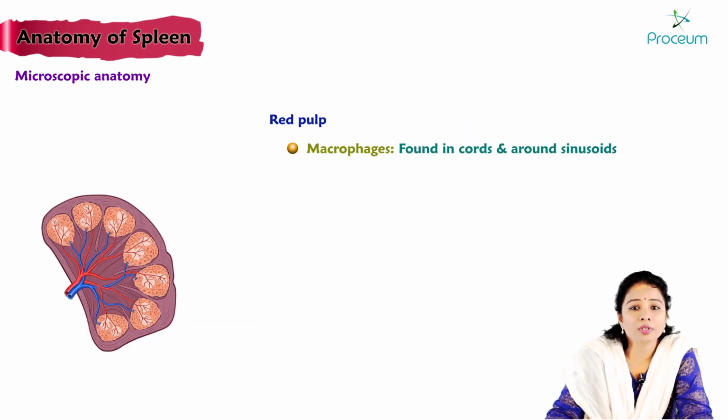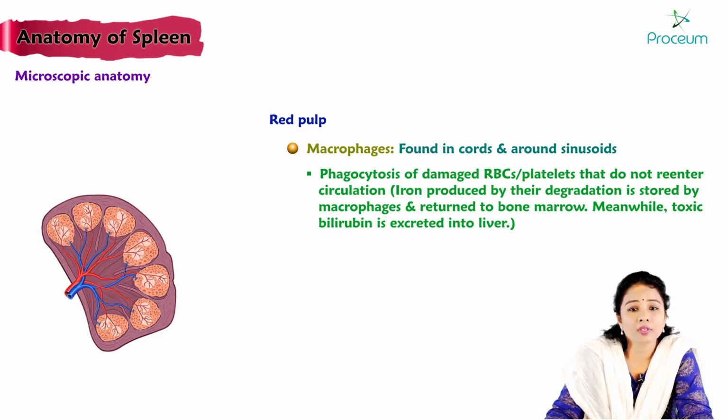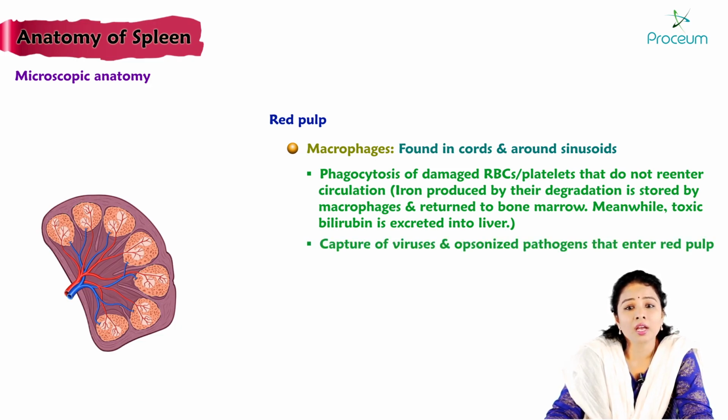Macrophages are found in the cords and around the sinusoids of spleen. Macrophages do the phagocytosis of damaged RBCs and platelets that do not re-enter the circulation. So the iron produced by this degradation is stored by the macrophages and returned to the bone marrow. Meanwhile, the toxic bilirubin is excreted into the liver. The capture of viruses and opsonized pathogens that enter the red pulp is also done by spleen.